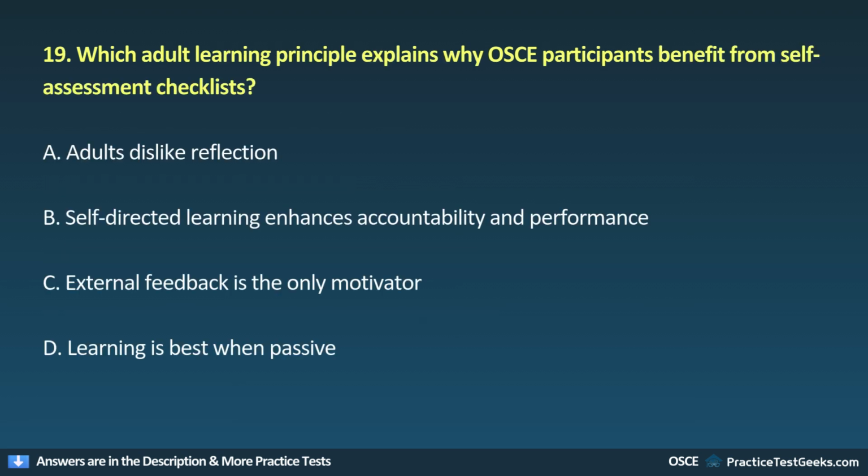19. Which adult learning principle explains why OSCE participants benefit from self-assessment checklists? A. Adults dislike reflection. B. Self-directed learning enhances accountability and performance. C. External feedback is the only motivator. D. Learning is best when passive.